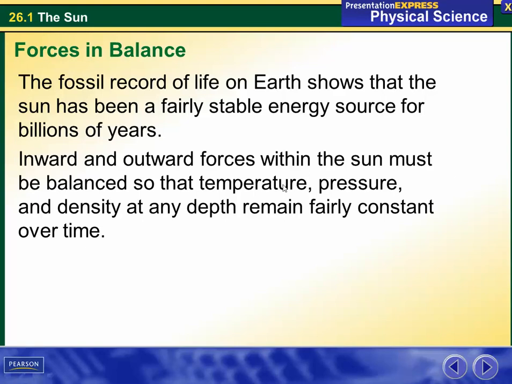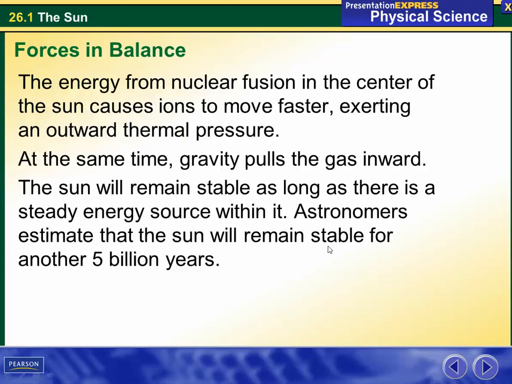So these inward and outward forces within the sun must be balanced so that temperature, pressure, and density at any depth remain fairly constant over time. If the forces weren't balanced, the sun would push outward too much, or the sun would cave in on itself. It would not be a good result for life on Earth if the sun was not balanced. There probably would not be, I'm not going to say probably, there would not be life on Earth if the sun was not balanced.